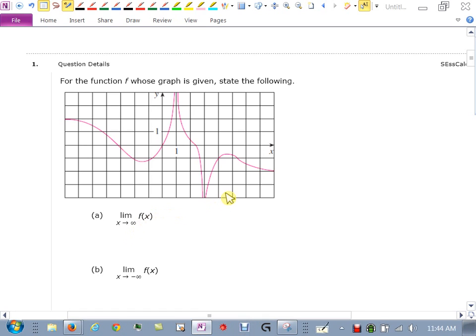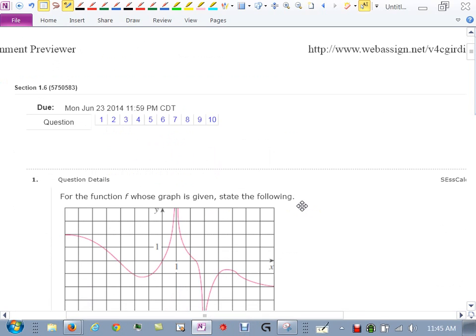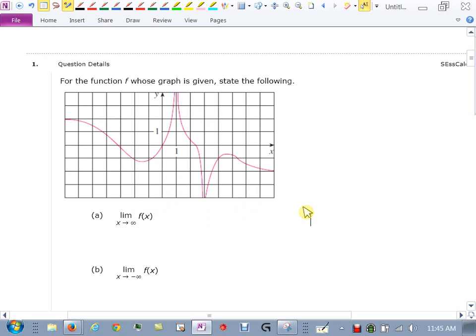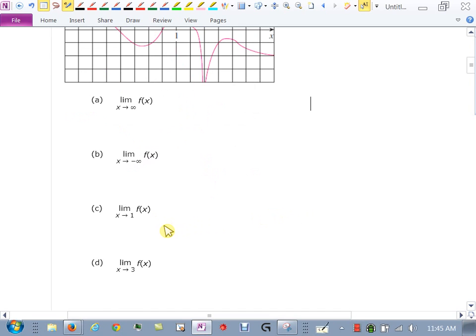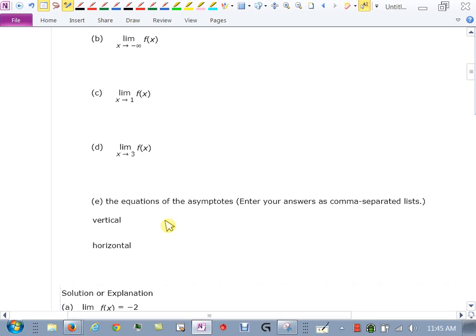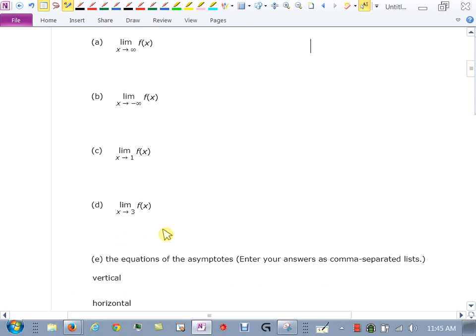All right, now we're going to work on the homework for 1.6. First question here. For the function f whose graph is given, state the following. The limit as x approaches infinity, negative infinity, 1, and 3. And then write the equations of the asymptotes, both the vertical and the horizontal.